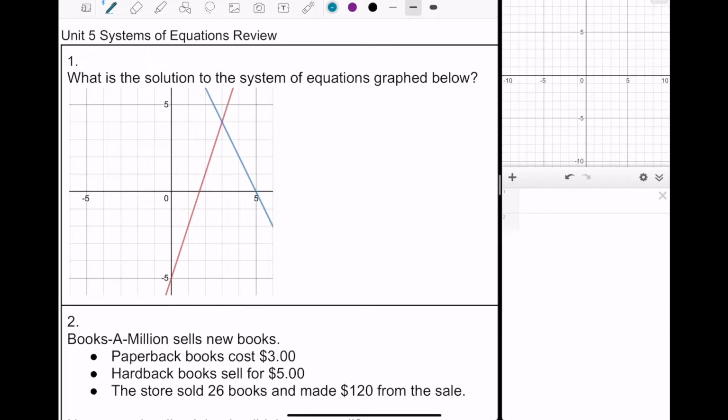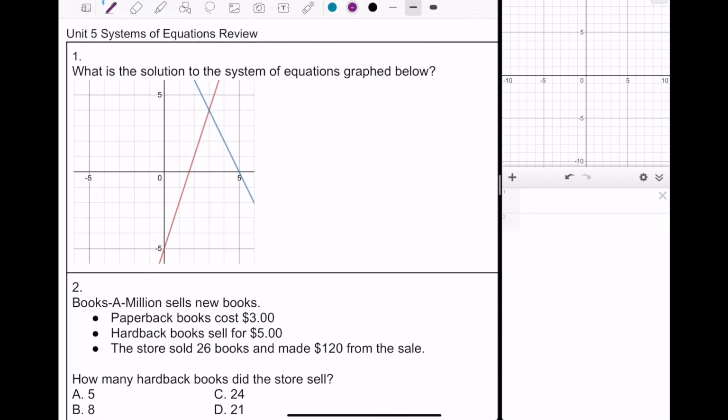Number 1, what is the solution to the system of equations graphed below? Remember, the solution is the point where the two lines intersect, so that would be this point here. Now remember, your point is an xy coordinate, so it's x, comma, y.